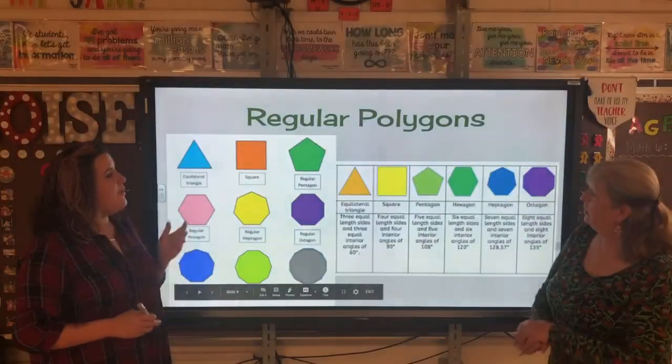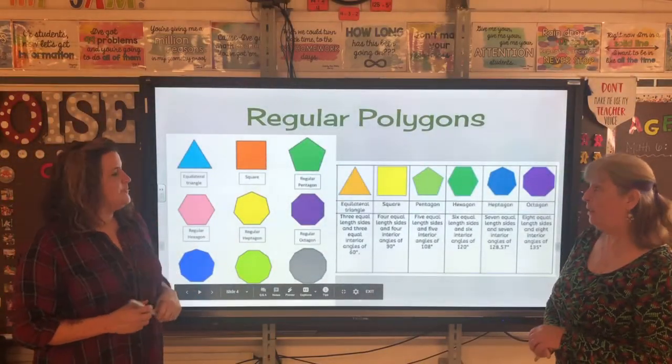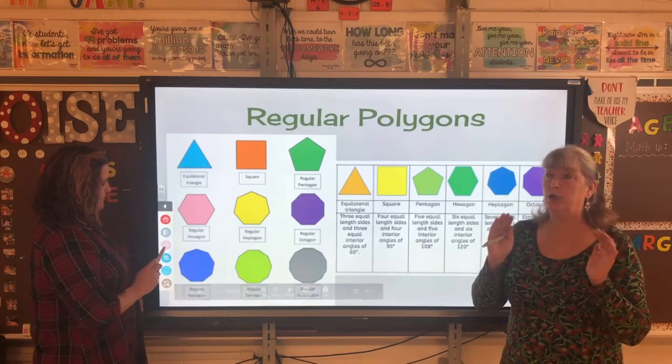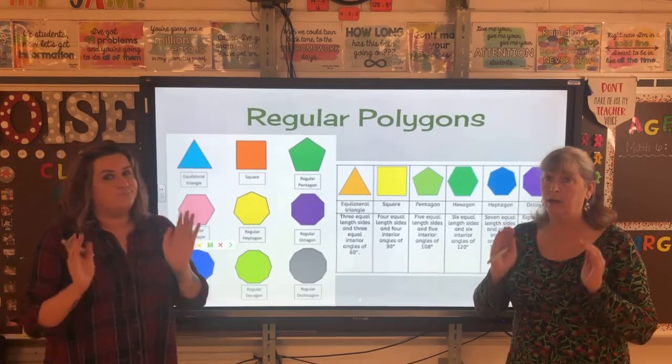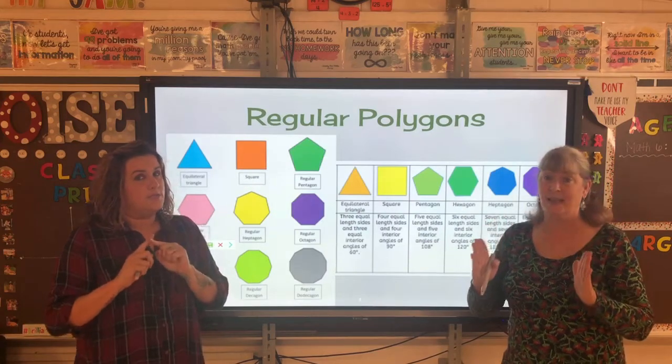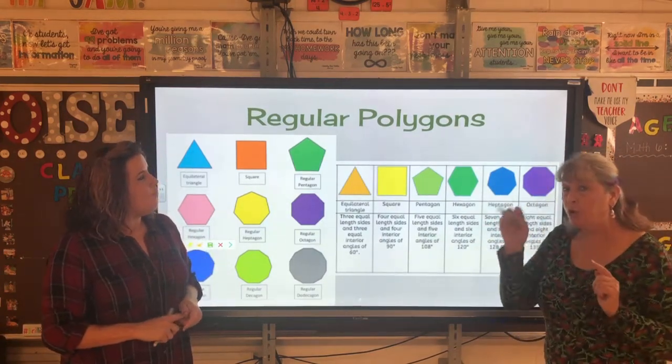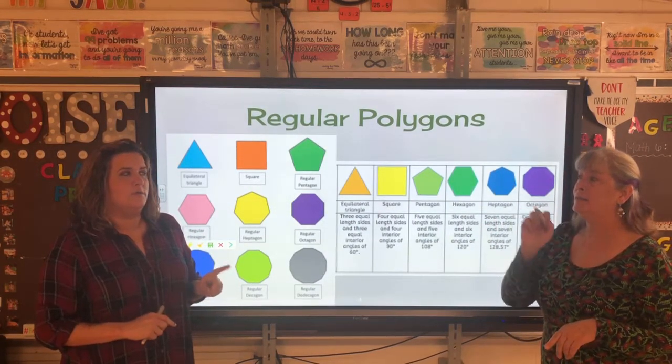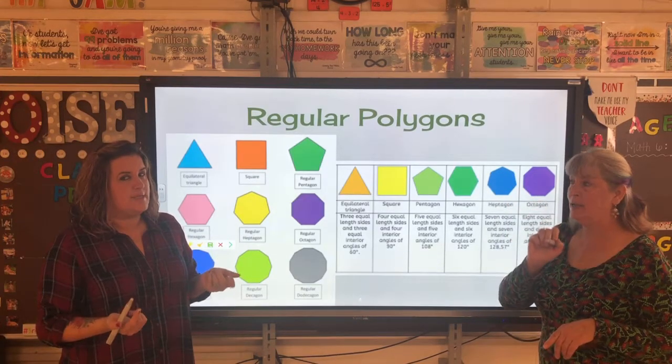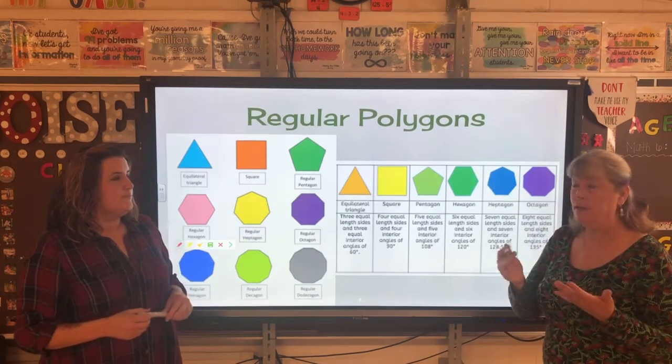All right, well let's talk about regular polygons. First of all, a polygon is a closed figure, and it has to have line segments. So in other words, a circle is not a polygon because it doesn't have line segments around it.